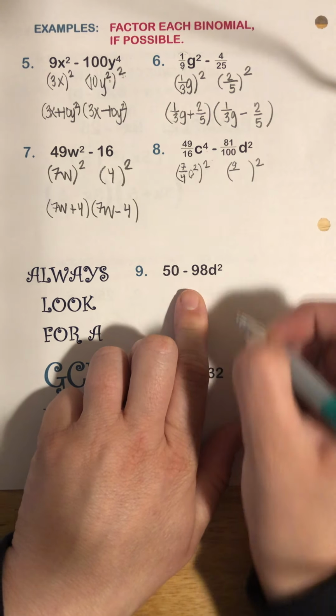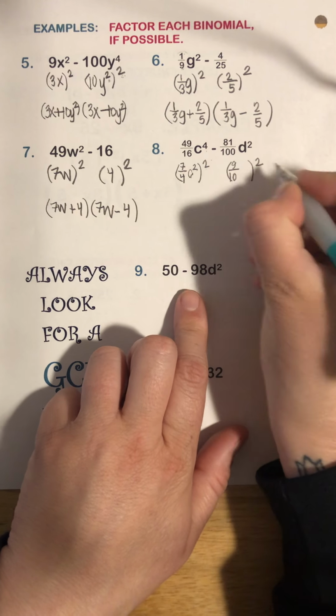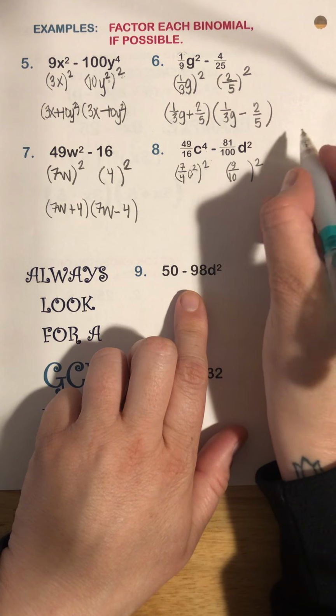That would be a 9. What can you square to get 100? That would be 10. And then what variable would you square to get d squared?